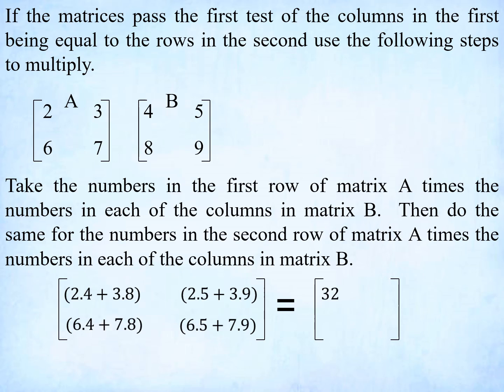So 2 times 4 plus 3 times 8 is equal to 32. And 2 times 5 plus 3 times 9, so 10 plus 27, is equal to 37. And 24 plus 56 is equal to 80. Then 30 plus 63 is equal to 93. So take note that when we multiply a 2 by 2 by a 2 by 2 matrix, the order of the product matrix is still a 2 by 2 matrix.